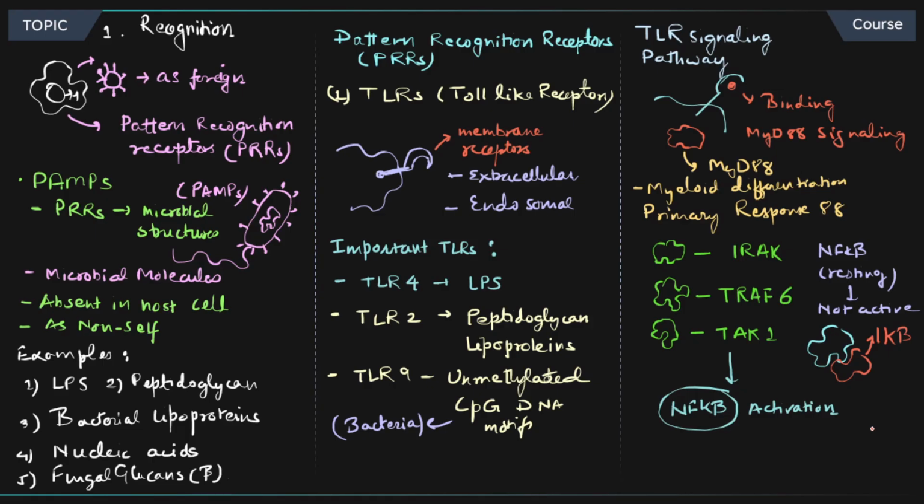It's an inhibitor. So if that protein is attached, it's going to inhibit. But if degradation of that protein happens, NF-κB moves inside the nucleus, and then it's going to trigger the immune response. Then a lot of different molecules or genes are going to get expressed. So this is how the entire TLR pathway will occur.